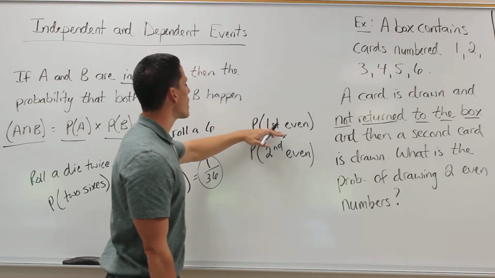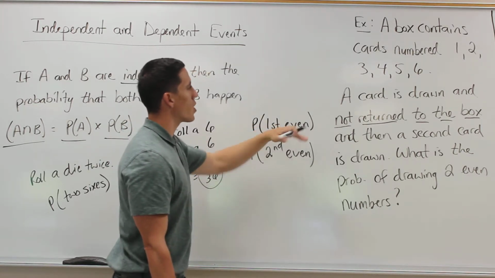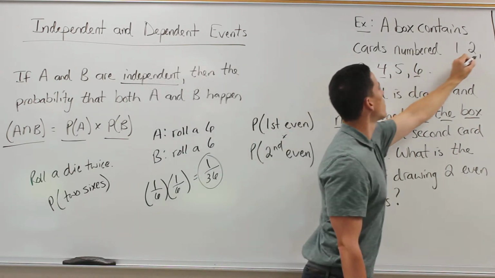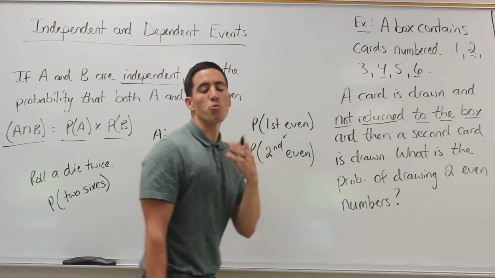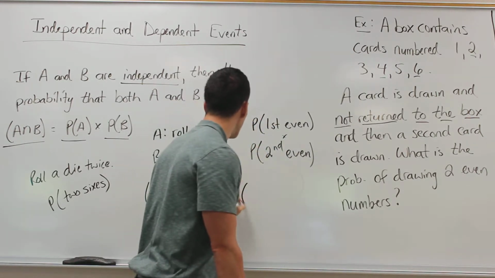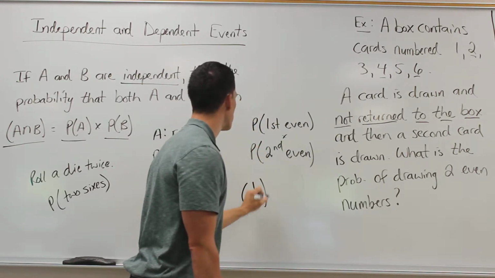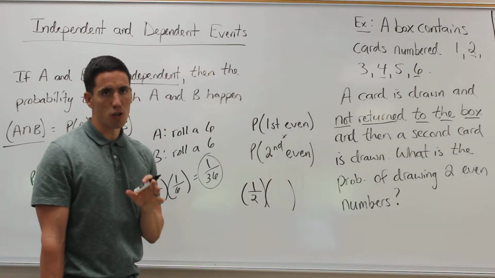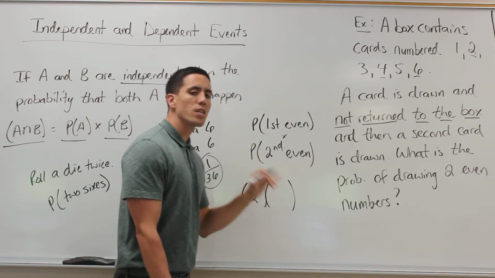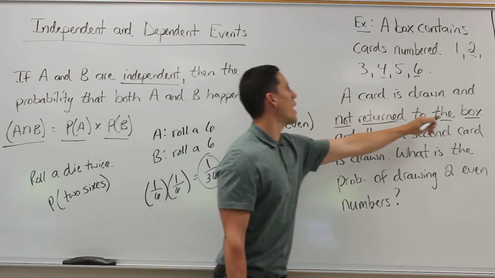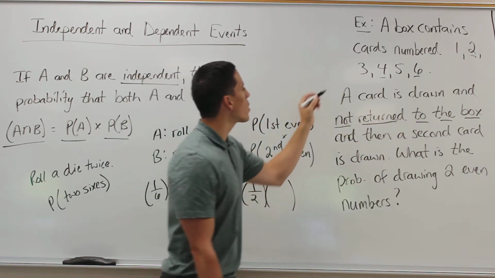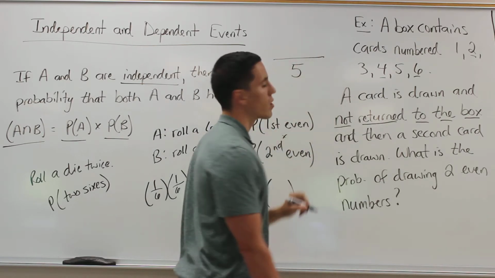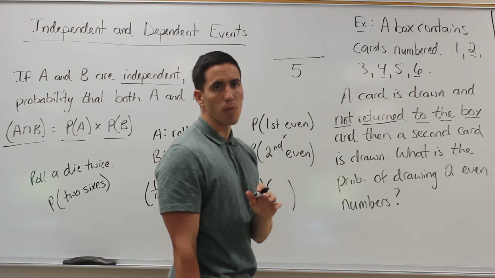The probability on the first draw that we draw an even number is pretty simple. There's 6 total cards. The 2, the 4, and the 6 are even. So 3 out of 6 chance, or 1/2 probability, 50% probability that we will draw an even number on the first draw. When we get to our second draw, since the card is not returned to the box, we no longer have 6 cards in the box. We now have 5 cards in the box to choose from.